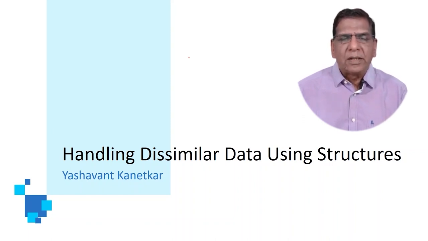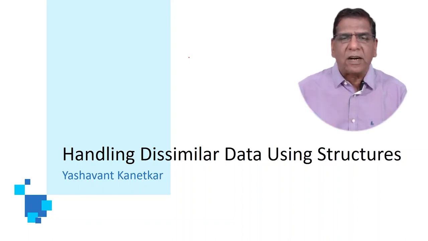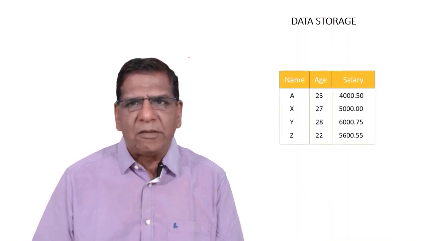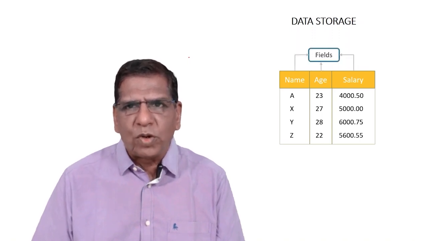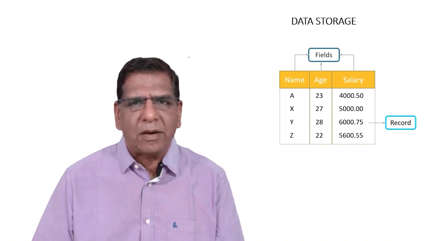If you remember, the other day we had figured out how dissimilar data can be tackled using arrays. But there were certain inherent disadvantages when we made use of arrays, and we wish to overcome them today by making use of an entity called structure. We had such data to store names, ages and salaries of employees, where name, age, salary were fields which together are known as a record, and a collection of such records we said is a table.